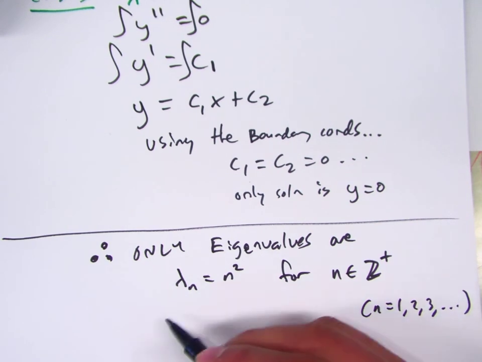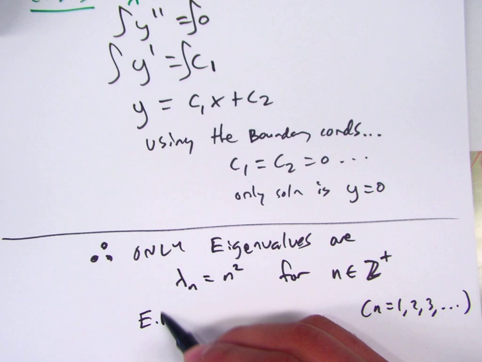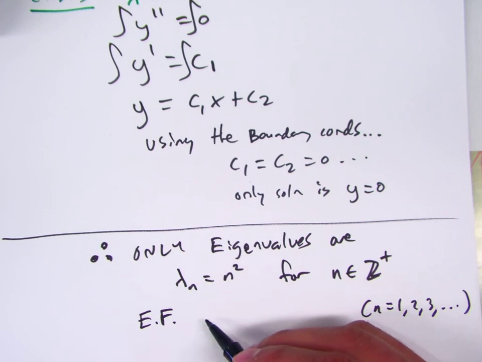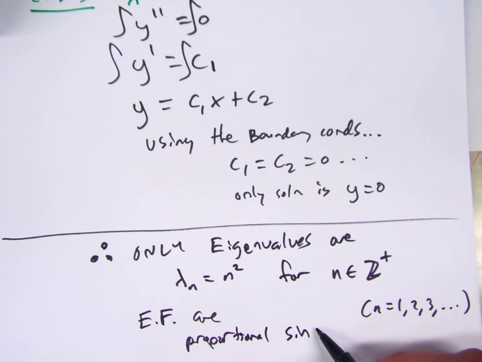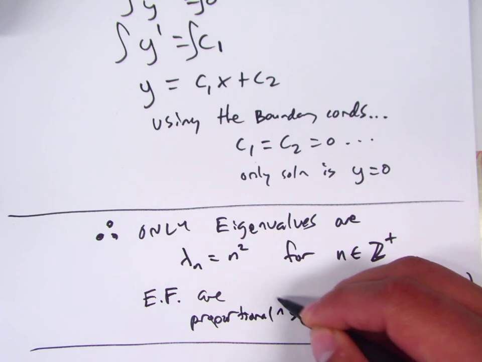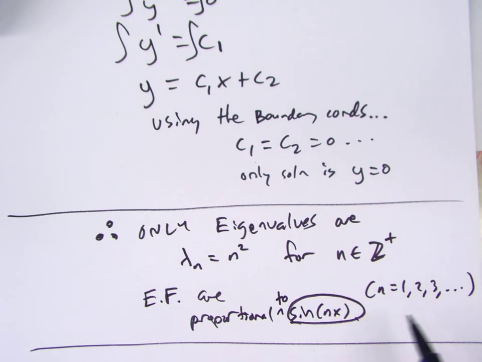And the eigenfunctions are proportional, because we can play with that constant, to sine of nx. Okay? No other, proportional to sine of nx. So we have sine of nx as the eigenfunctions and n squared were the eigenvalues. Okay? All right, so that's it for 10.1.